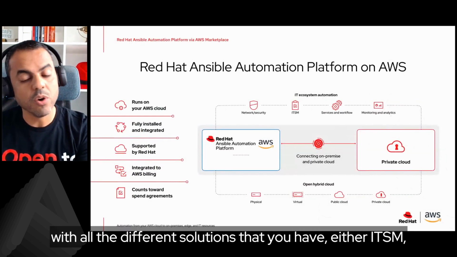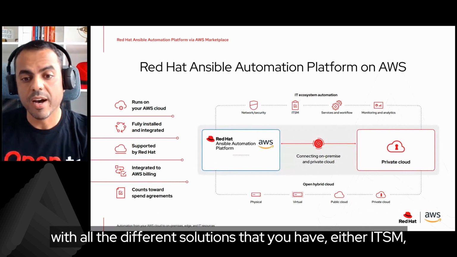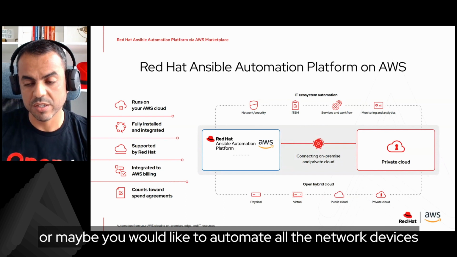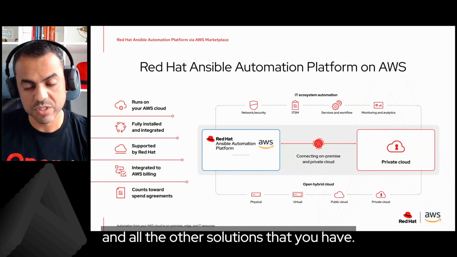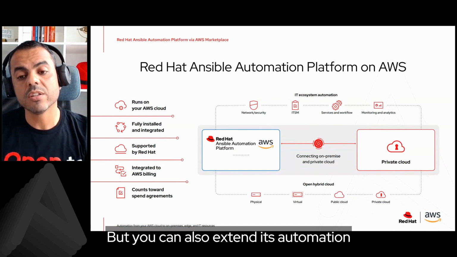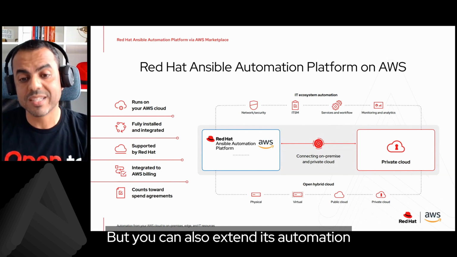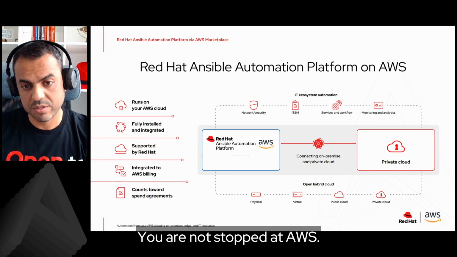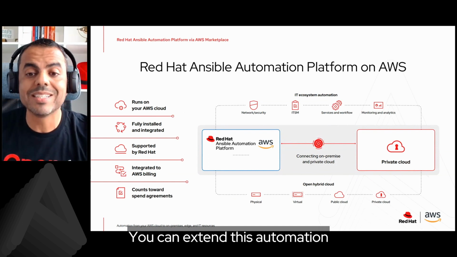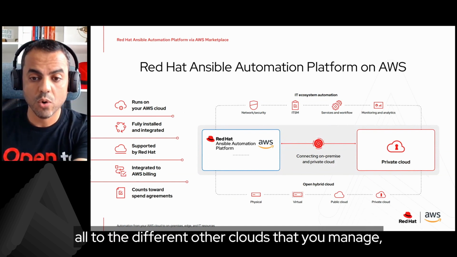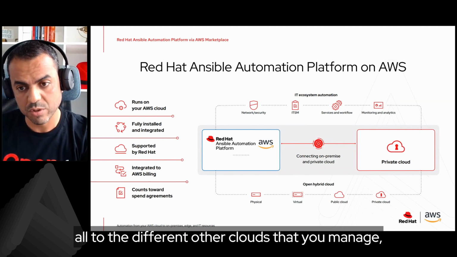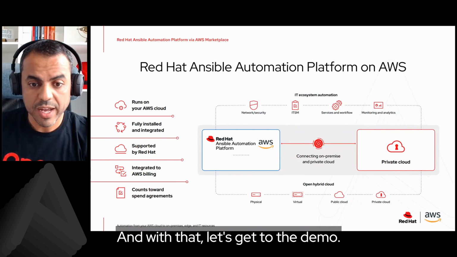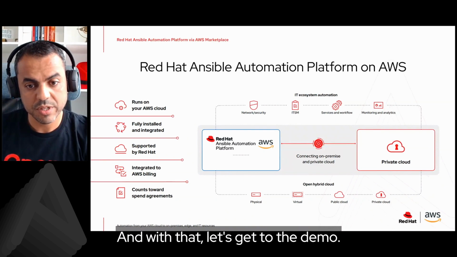Aside from those benefits, you can also explore the other capabilities of the platform. You can integrate it with all the different solutions that you have, either ITSM, or maybe you would like to automate all the network devices and all the other solutions that you have. But you can also extend this automation to all the different clouds that you are managing. You are not stopped at AWS. You can extend this automation to other clouds that you manage, like private cloud or maybe to the edge. And with that, let's get to the demo.